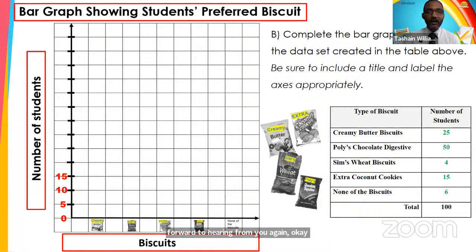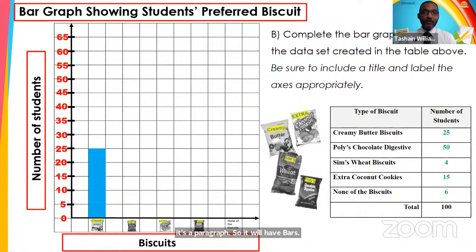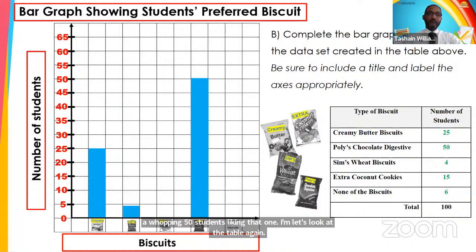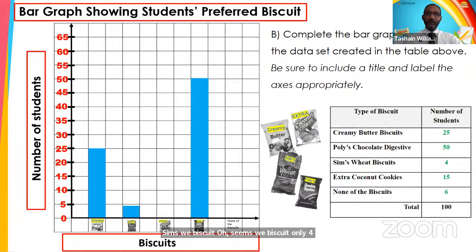All right. So now that we have all that we need on our graph, we want to now put in our bars. As its name suggests, it's a bar graph, so it will have bars. All right. And so, Creamy Biscuit has 25 students. Polly's Chocolate Biscuit has a whopping 50 students liking that one. And let's look at the table again. Sim's Wheat Biscuit. Oh, Sim's Wheat Biscuit. Only 4 persons like that one. And Extra Coconut, 15.